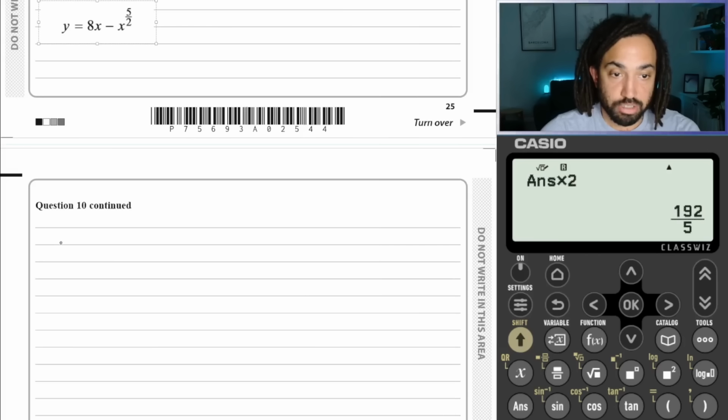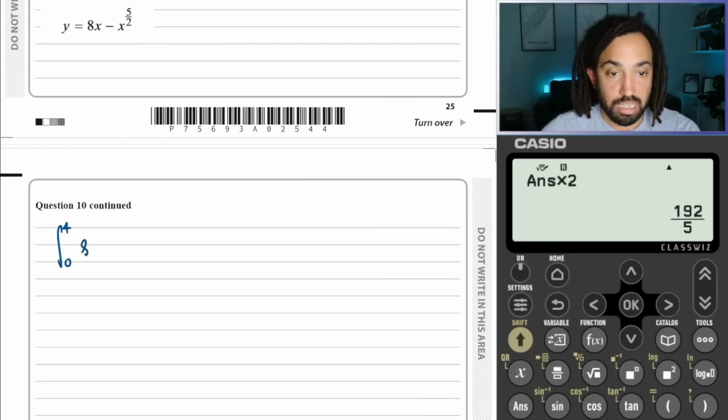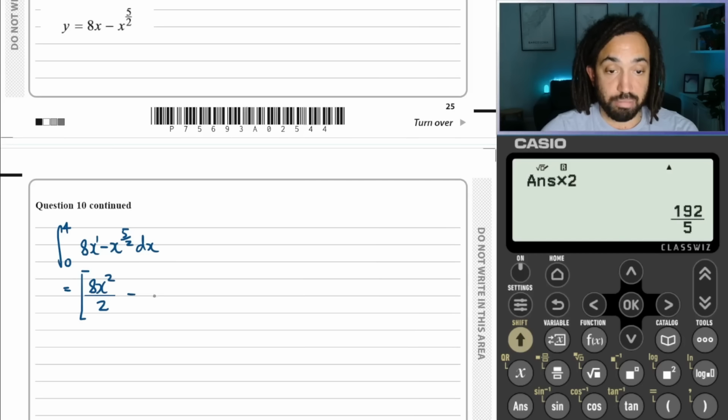Okay, so I need to be integrating between the limits of 4 and 0, 8x minus x to the 5 over 2 with respect to x. Okay, well, how do we integrate? Well, we take the power and we up it by 1, and then we divide by the new power. And here we're going to take the power and we're going to up it by 1. Get 7 over 2, and then we're going to divide by that power, which is the same as timesing by 2 over 7. Okay, and that's between 4 and 0.